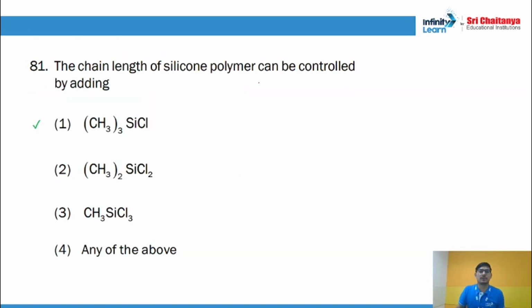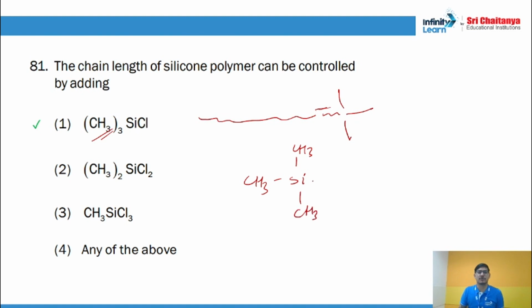The chain length of silicon polymers can be controlled by, see, for example, this is my propagating chain. Now chain length should be controlled when I add a monomer which stops the propagation, right? So it should be able to bond only from one side, all three other sides should be blocked. So this is that, because it contains three methyls which cannot propagate the chain because the carbon-silicon bond is strong, but this bond can be hydrolyzed. Once it attaches to a chain, the propagation of the chain stops. That is why we call it a chain terminating unit also.